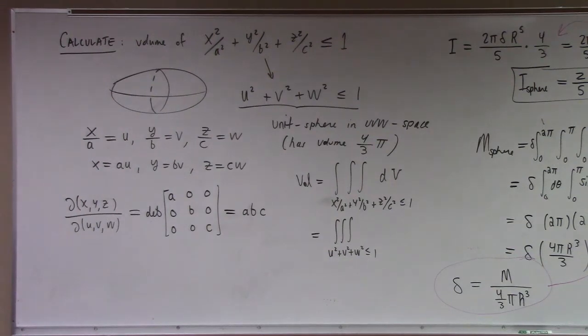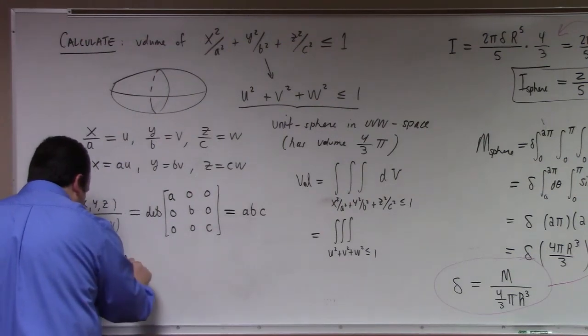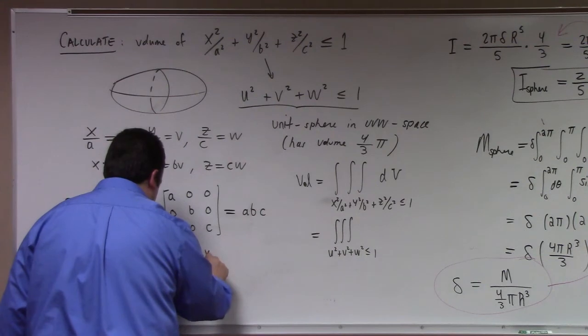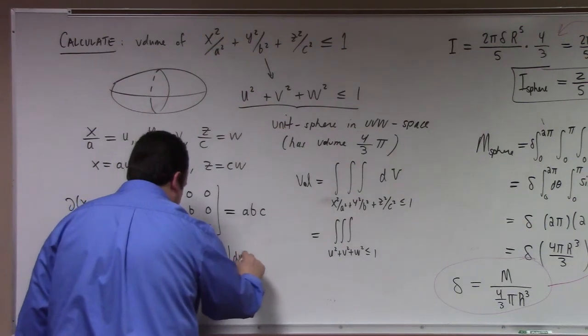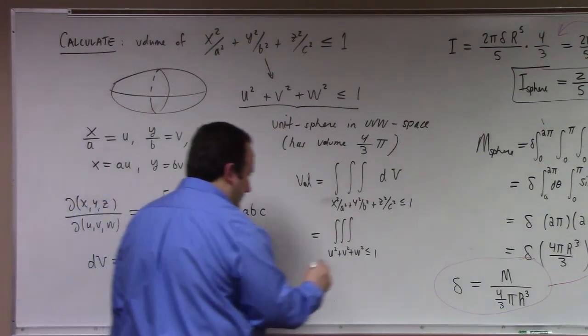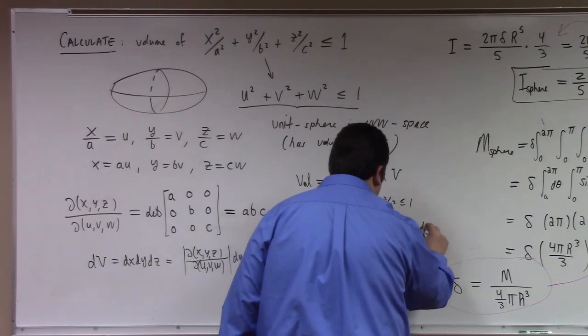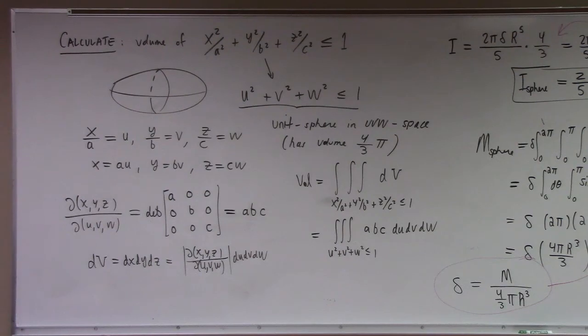How do you change dV into UVW coordinates? Remember, dV, on the one hand, it's dx dy dz, but it's also equal to the absolute value of partial x, y, z, partial u, v, w, du dv dw, which in this case was abc du dv dw. But abc is a constant. We can pull it out. So what's the answer?